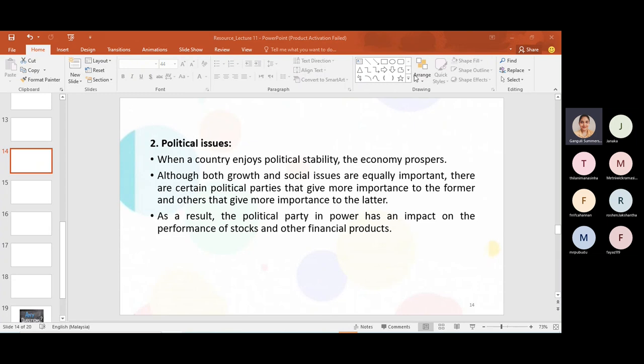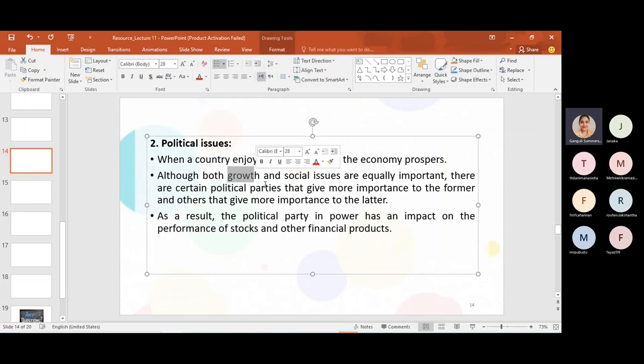Because when a country is politically stable, the economy also prospers. When a country enjoys political stability, the economy also increases. There can be certain political parties which pay attention to growth, and there can be some other political parties that pay attention to social issues. It depends on the political party. Some parties pay attention to economic growth, and some parties pay attention to social growth.